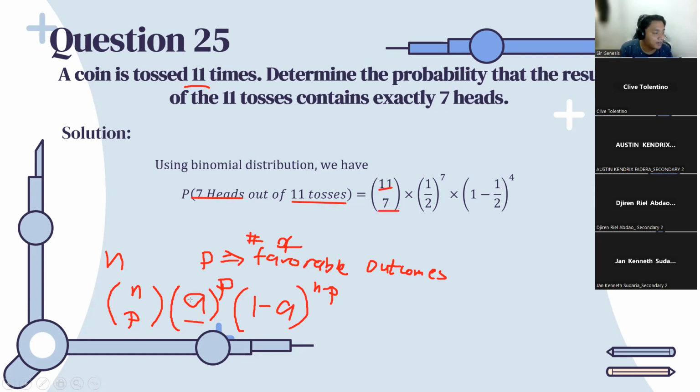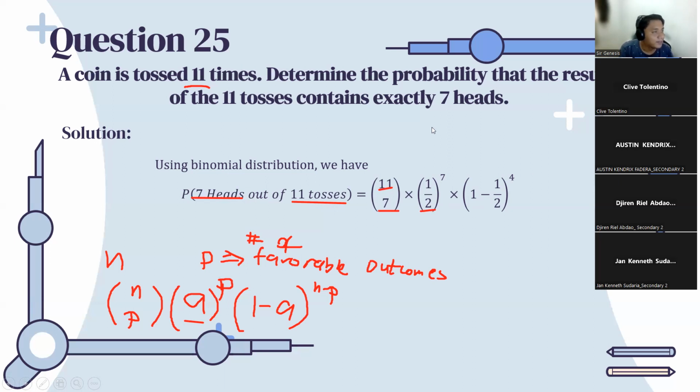So A is the chance of that favorable outcome happening. In this case, we need heads. Since it is a coin toss, the probability of getting a head is 1/2. So A is 1/2, raised to P, multiplied by (1 minus A), so 1 minus 1/2, raised to 11 minus 7, or 4.